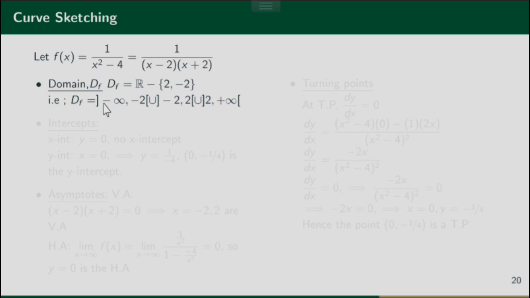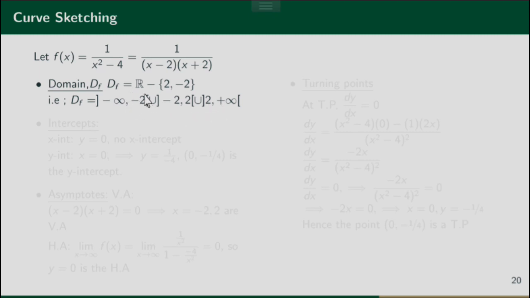So the domain means the values of x will start from negative infinity, take all values, and end at negative 2. Negative 2 is not included, that is why at this point it is open. Union, it starts at negative 2 and ends at 2, because 2, of course, is not included. And then union, it takes from 2 right up to positive infinity. So basically these three intervals are the intervals that I need to sketch the curve on.